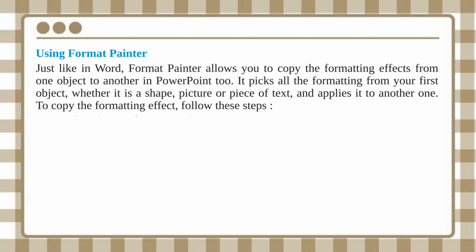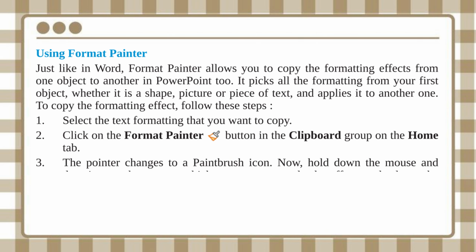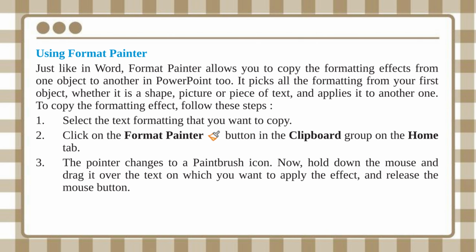To copy the formatting effect, follow these steps. 1. Select the text formatting that you want to copy. 2. Click on the Format Painter button in the Clipboard group on the Home tab. 3. The pointer changes to a paintbrush icon. Now, hold down the mouse and drag it over the text on which you want to apply the effect, and release the mouse button.